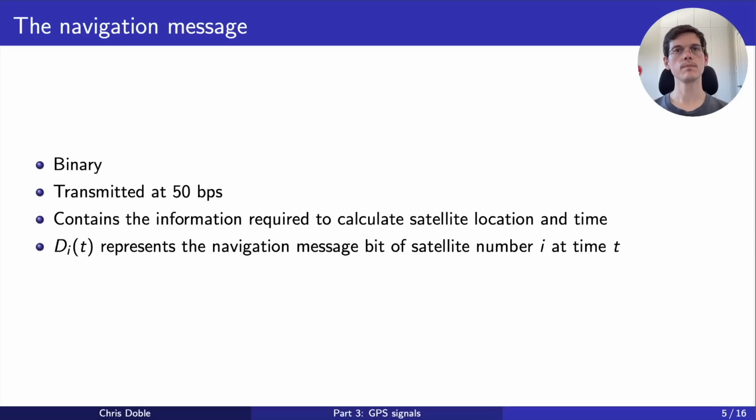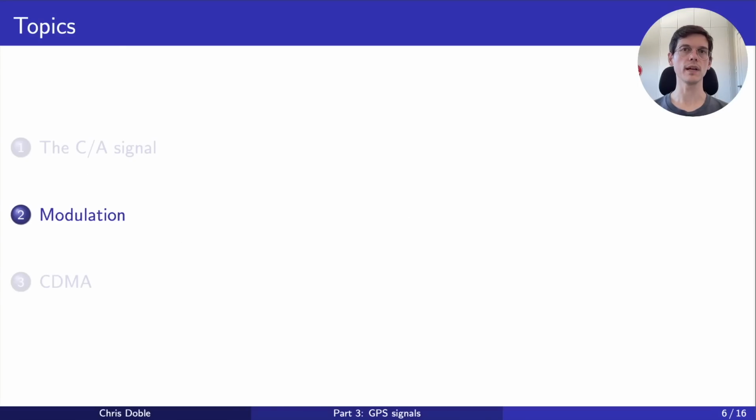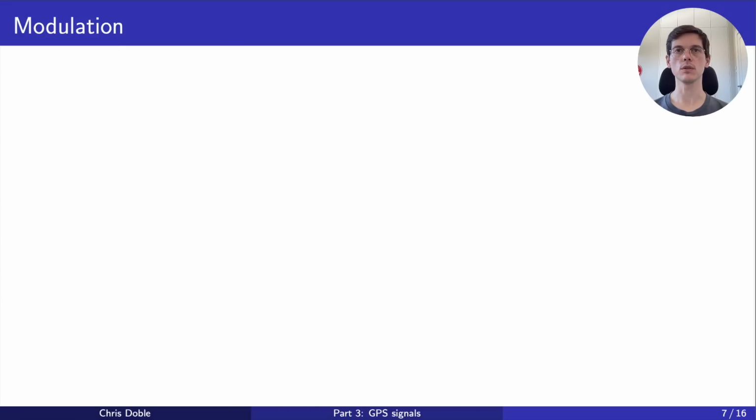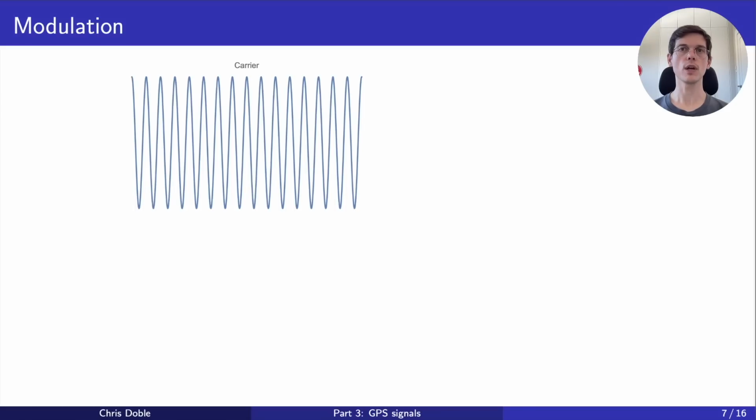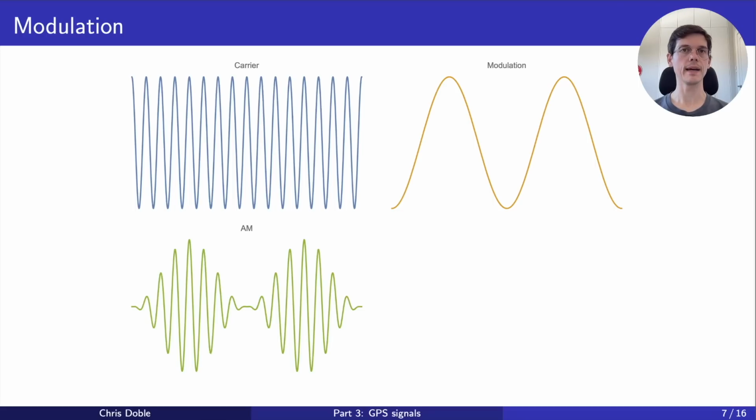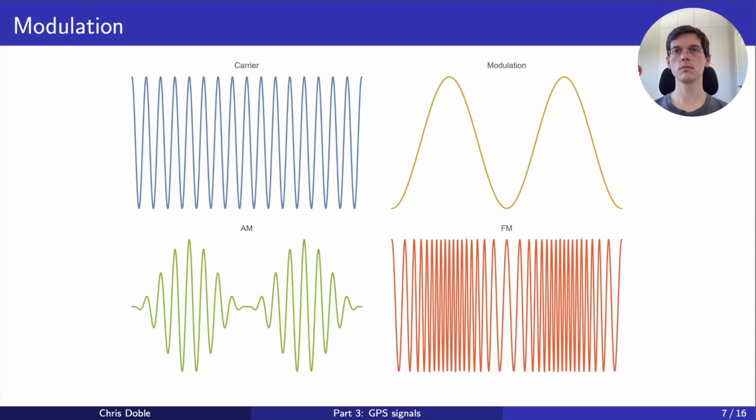You might be wondering, isn't the CA signal a radio wave? How is a binary message transmitted using an analog radio wave? Well, this is achieved through a process called modulation. Generally speaking, this is where you take a higher frequency signal, called the carrier signal, and you change it in some way to transmit a lower frequency signal, called the modulation signal. For example, you've probably heard of amplitude modulation, AM, where you change the amplitude of the carrier, and frequency modulation, FM, where you change its frequency.